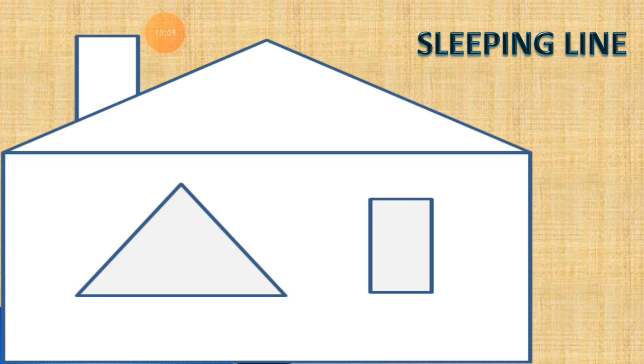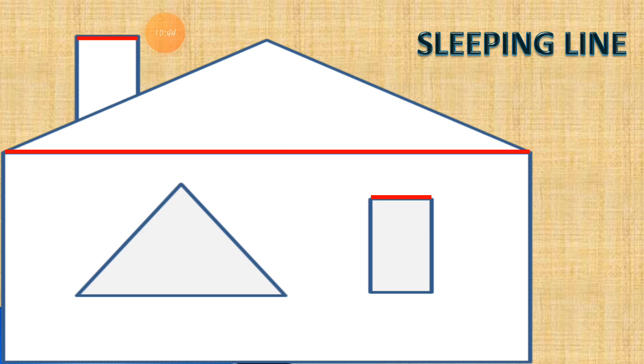Now the next one, in the house we have to find how many sleeping lines there are. So let's start finding how many lines are there. So students, see this. Here is the first sleeping line. You can see I just drew a red line on the sleeping line. Here is the second sleeping line. Where is the second sleeping line? Here it is.